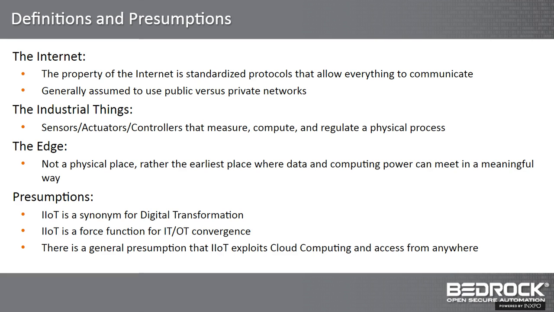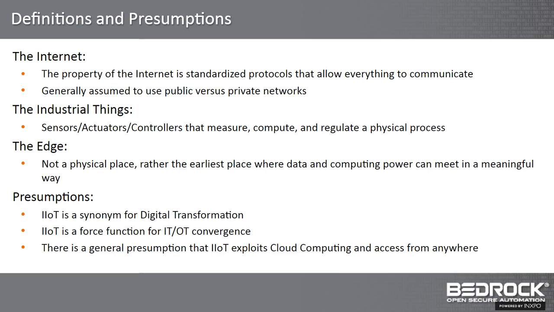What is a thing, the industrial thing? Well, the things in the industrial thing are the sensors, actuators, and controllers, fundamentally, that measure, compute, and regulate a physical process, whether it's factory automation or process automation.